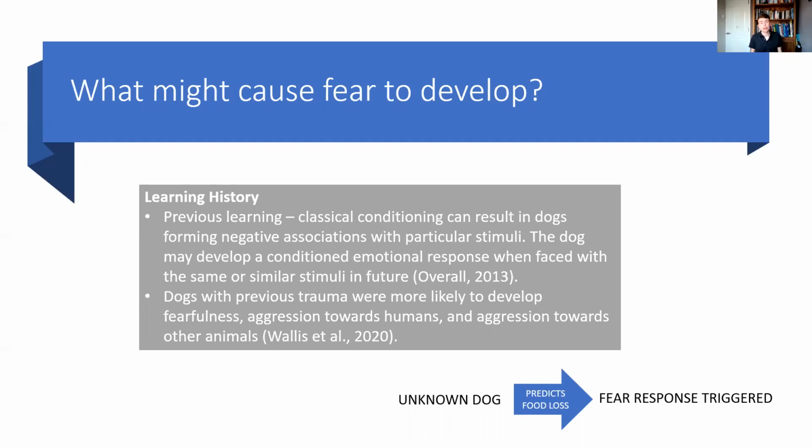Another aspect of learning history that is really important is whether a dog's experienced trauma in the past. That can be things like being left alone for too long. It can be things like abuse. It can be all sorts of different things. But dogs that have experienced previous trauma are also more likely to develop fearfulness. They're more likely to develop aggression towards humans, and much more likely to develop aggression towards other animals as well. So that learning history can have a big impact on a dog's behaviour.